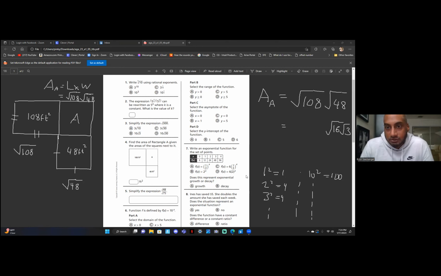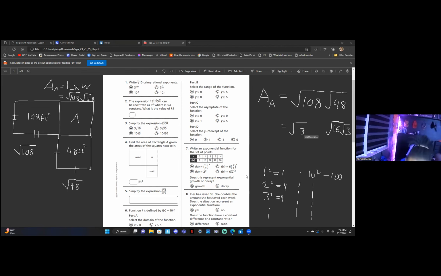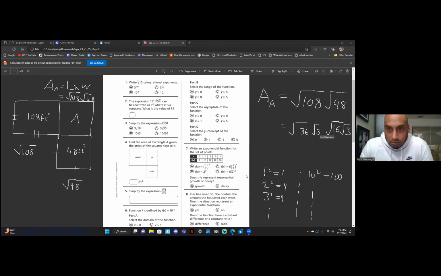Okay, and then same question on the 108. What's the biggest perfect square that goes into 108? Yeah, it's 36, root 36. So it's root 36 times root 3. Okay. Don't write the decimals. Write it just like I wrote here.